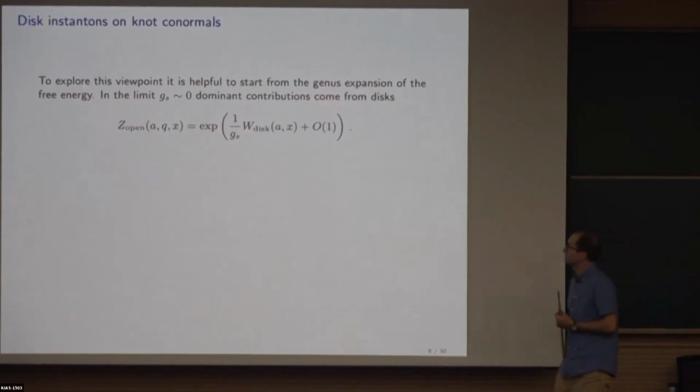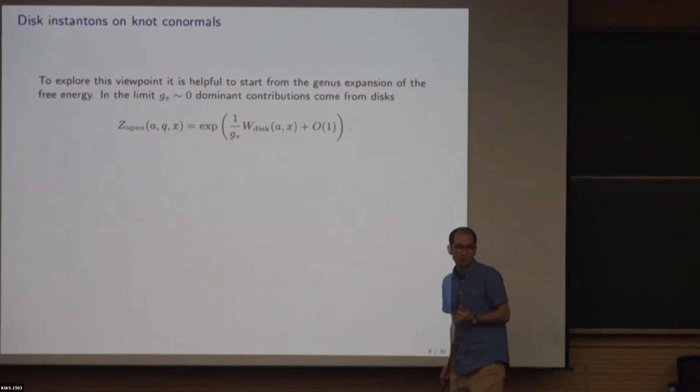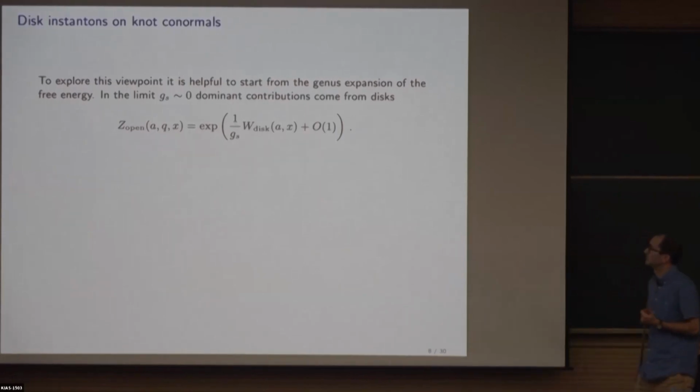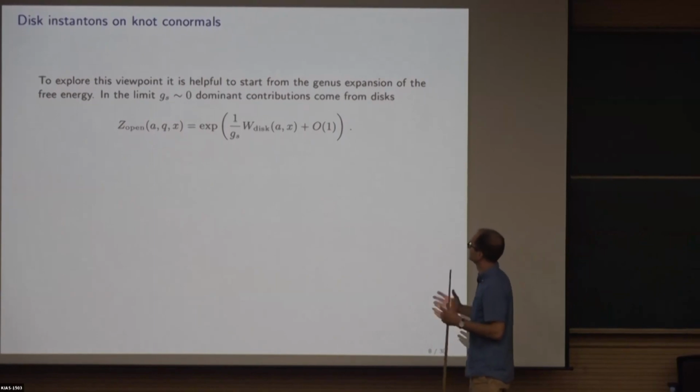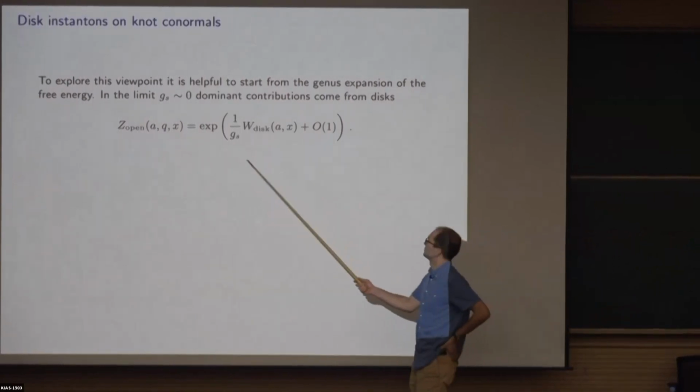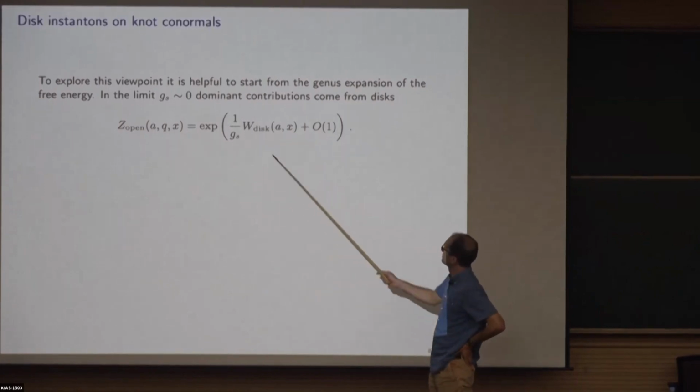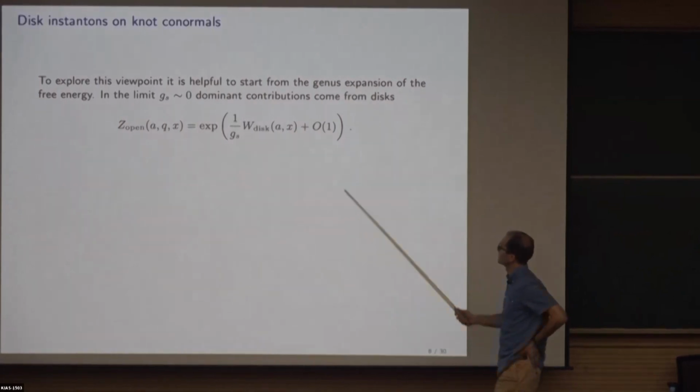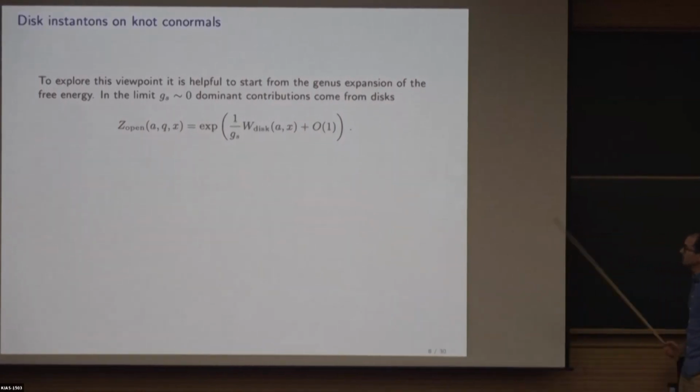And so we start from here. What we're going to do is start at genus 0, where things are fairly understandable in geometric terms. At genus 0, the partition function, or rather the free energy, is dominated by disks. So that's called the disk potential.